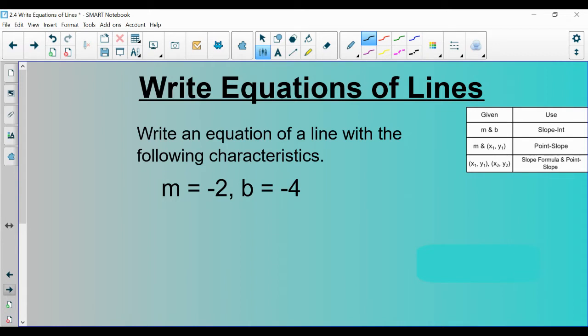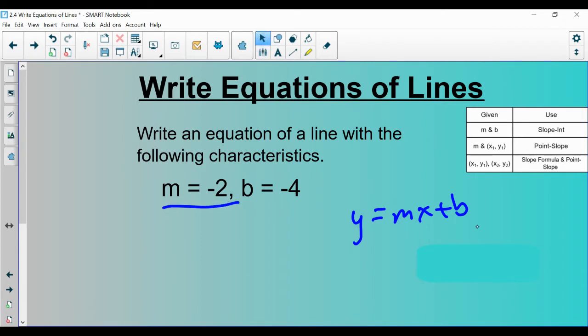So first up, here's our first example. If I told you, hey, the slope is negative 2 and the y-intercept is negative 4, you better be really good at writing this equation because I can't really make an easier question. Remember, slope-intercept form is y equals mx plus b. So negative 2 goes in for m, negative 4 goes in for b, and we come up with y equals negative 2x minus 4.